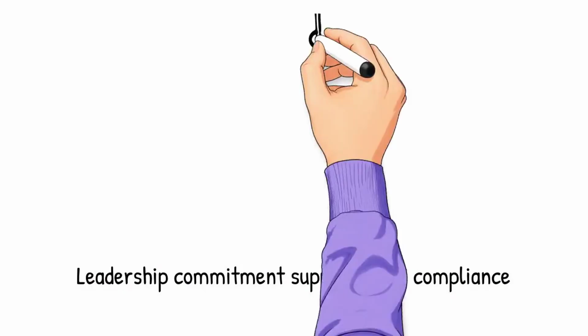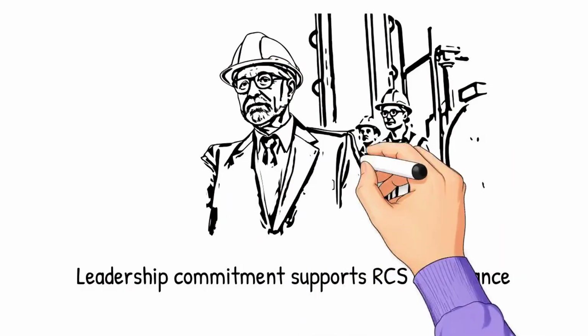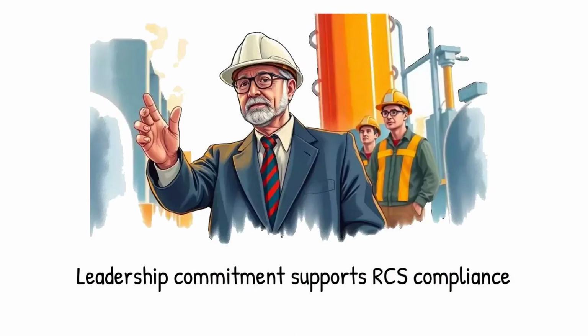The third step is leadership commitment. Leaders must model compliance. If supervisors ignore standards, workers will follow. If leaders enforce standards consistently, workers adopt them naturally. RCS thrives in a culture where safety rules are respected.